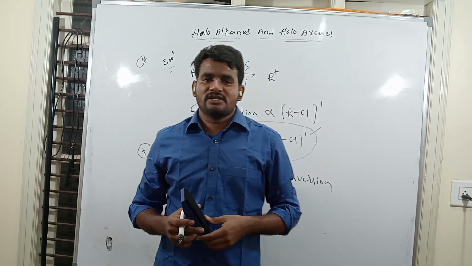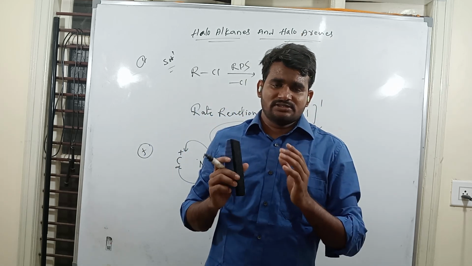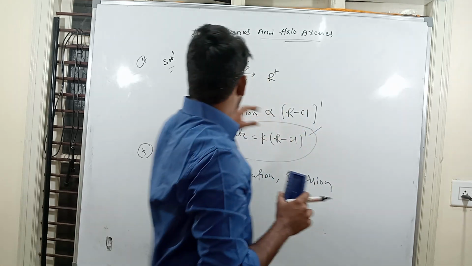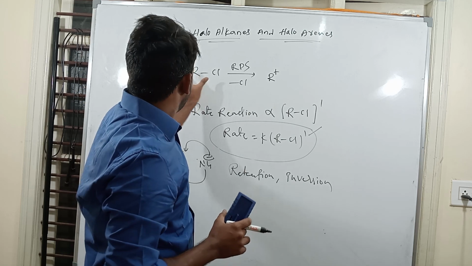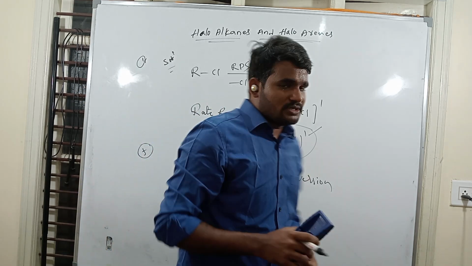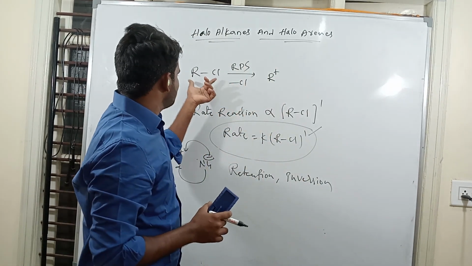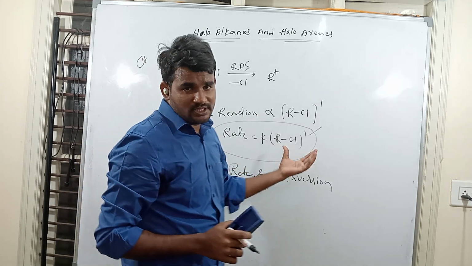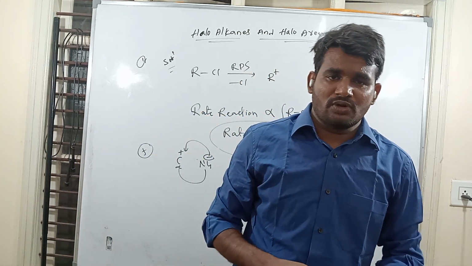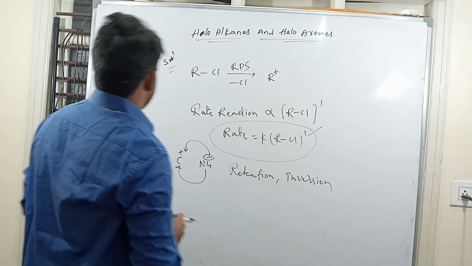What is the order of the reaction? According to chemical kinetics, the order depends on the concentration of the reactant in the rate determining step. What is the concentration of the reactant? It depends only on the alkyl halide. The rate depends only on the alkyl halide. That's why this is called a unimolecular nucleophilic substitution reaction.